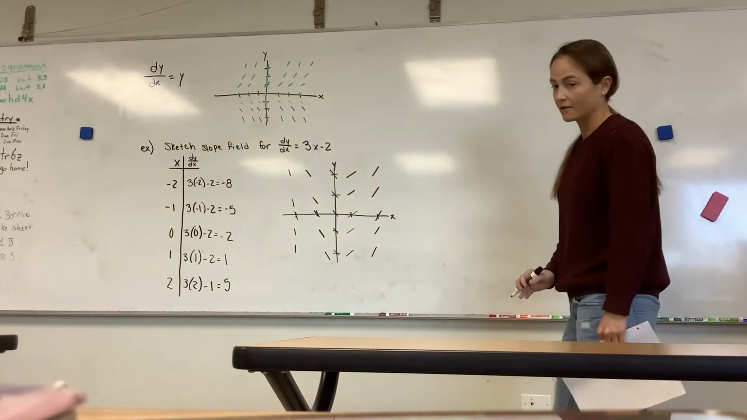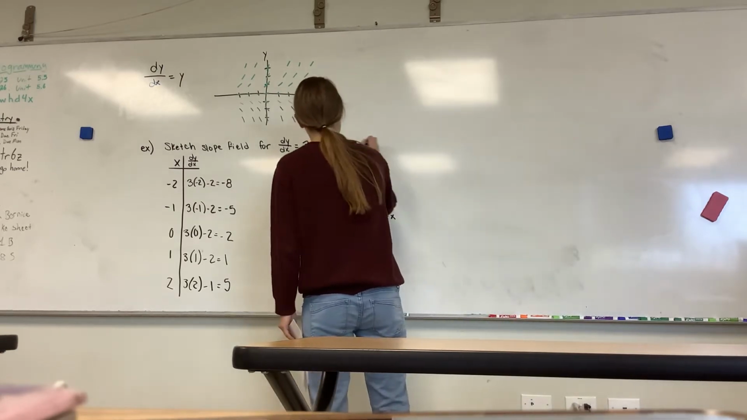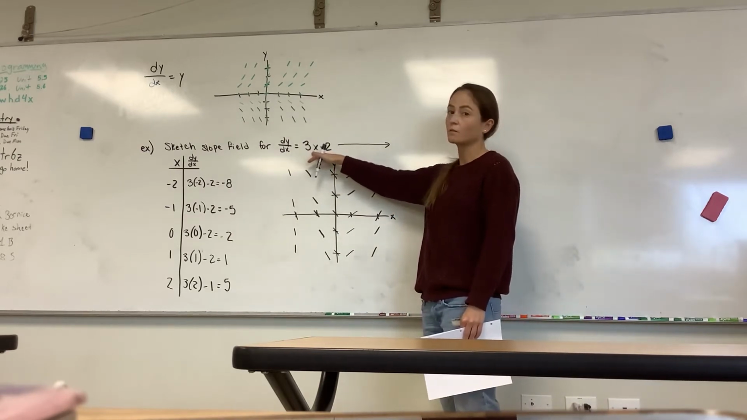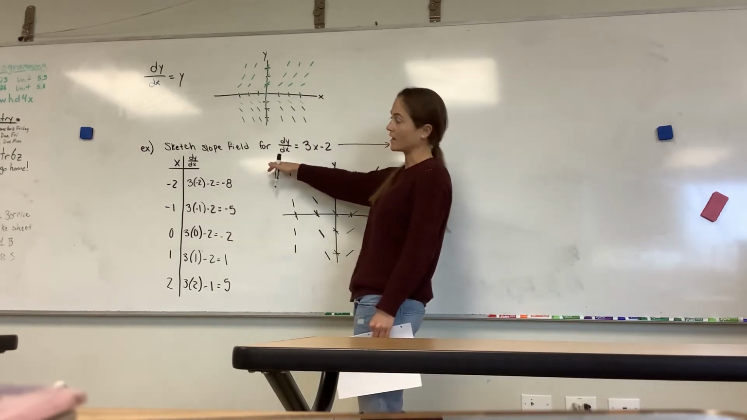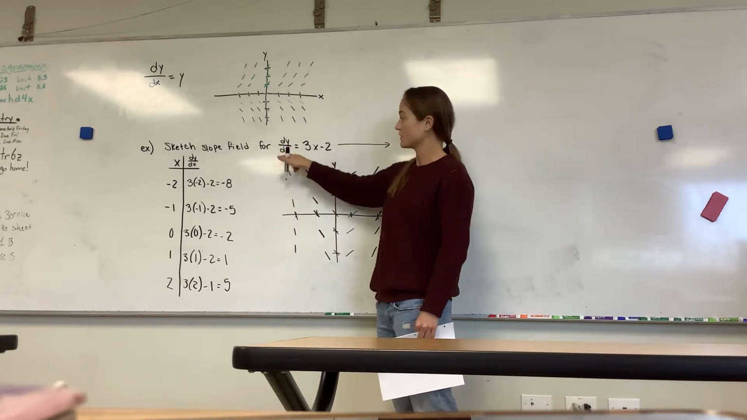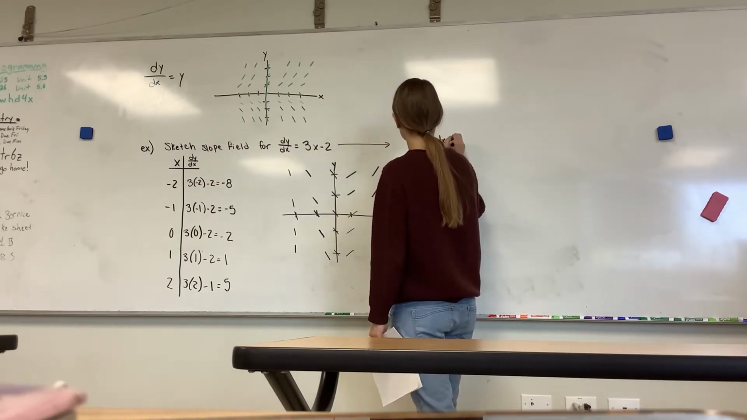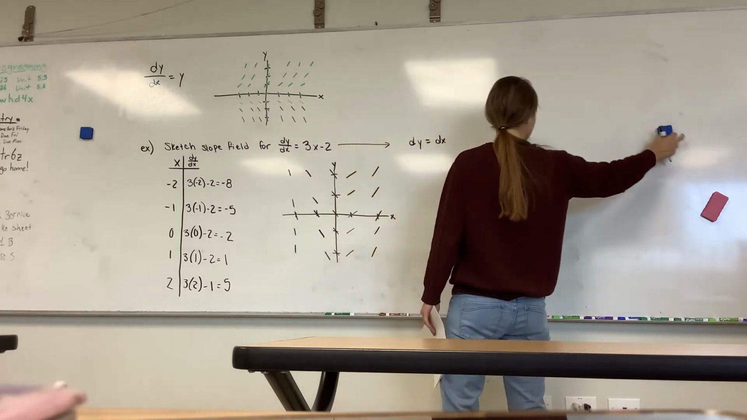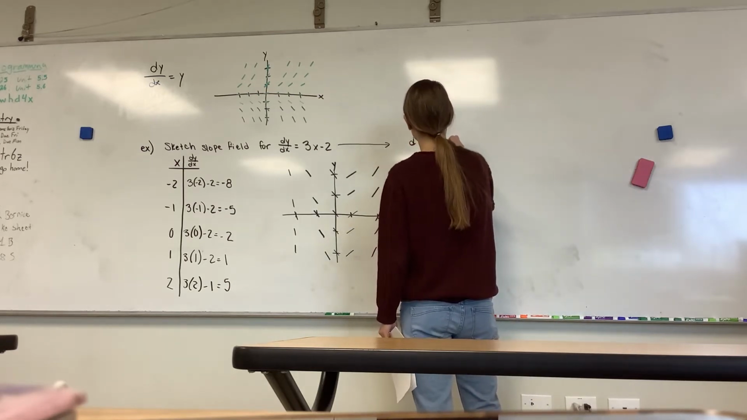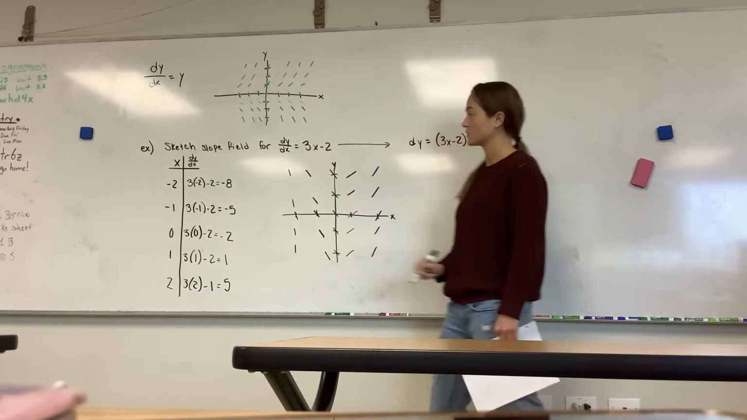So why does this matter, I guess? Let me show you. If we take this equation and we get all the terms with respect to x on one side and all the terms with respect to y on the other side, what we need to do for this one is say, okay, let's multiply each side by dx, right? Because then this dx cancels out. And we're left with dy equals (3x minus 2) times dx, right? That's just me multiplying dx on both sides.